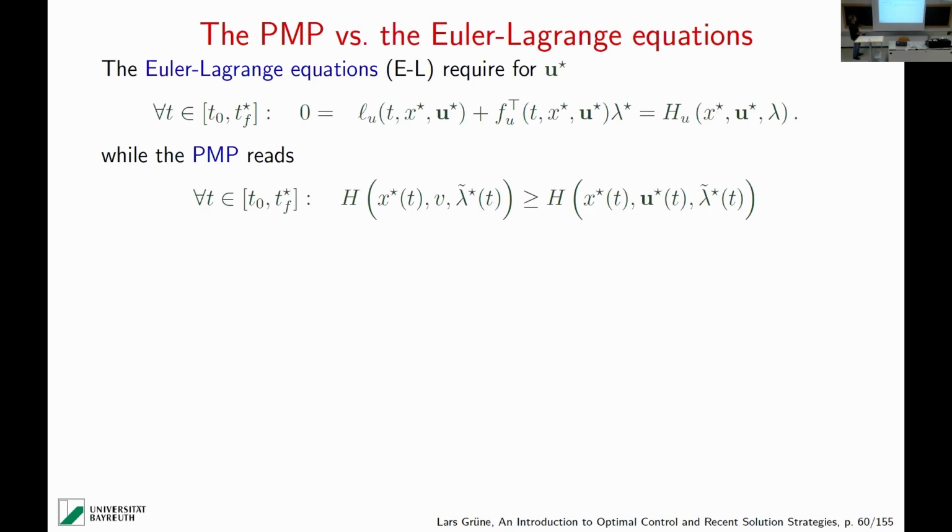Let's quickly compare to the Euler-Lagrange equations. If this is the Hamiltonian, then the condition in the Euler-Lagrange equation is that the derivative of the Hamiltonian with respect to u vanishes for each t. The condition in the Pontryagin minimum principle is this here. What this means is that the optimal values minimize this expression.